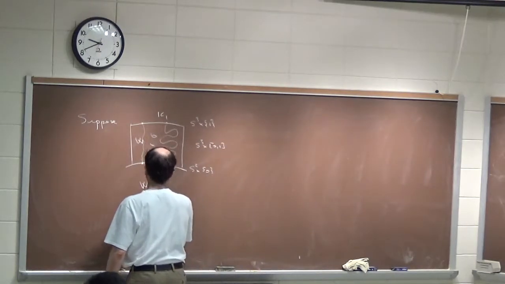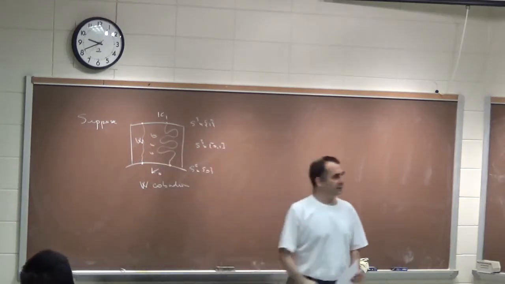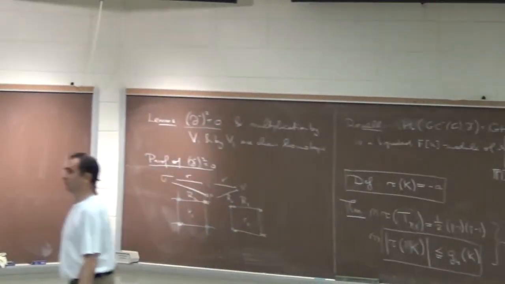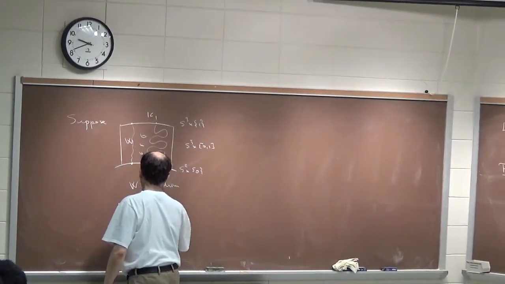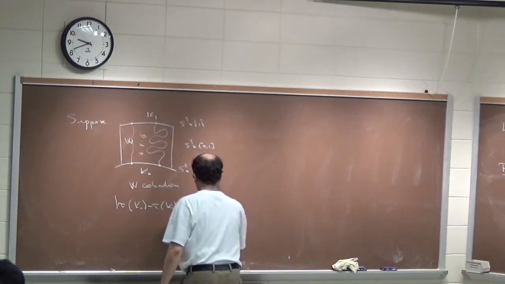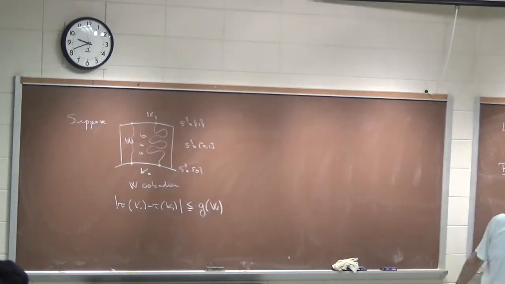W cobordism. So this inequality will follow easily once we can convince ourselves that the change of tau is less than the genus of this cobordism, right? Because this number is nothing else than the minimal genus of a cobordism from your knot to the unknot. And for the unknot, one has to do a little calculation.